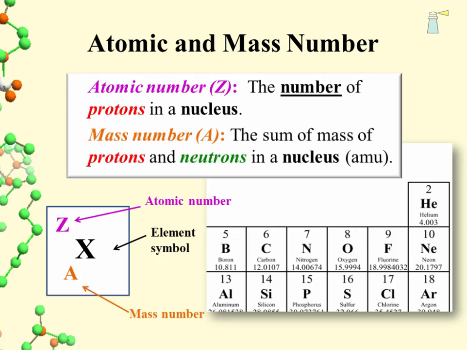The second important number is the mass number. It is sometimes referred to as the A number. It is the sum of the mass of protons and the mass of the neutrons in a nucleus. Again, we're using the atomic mass unit, AMUs. Since the mass of the proton in AMUs is 1 and the mass of the neutron is very close to 1, we can almost treat the mass number as if it were the number of protons plus the number of neutrons in the nucleus. At least at this stage of our learning, we will.